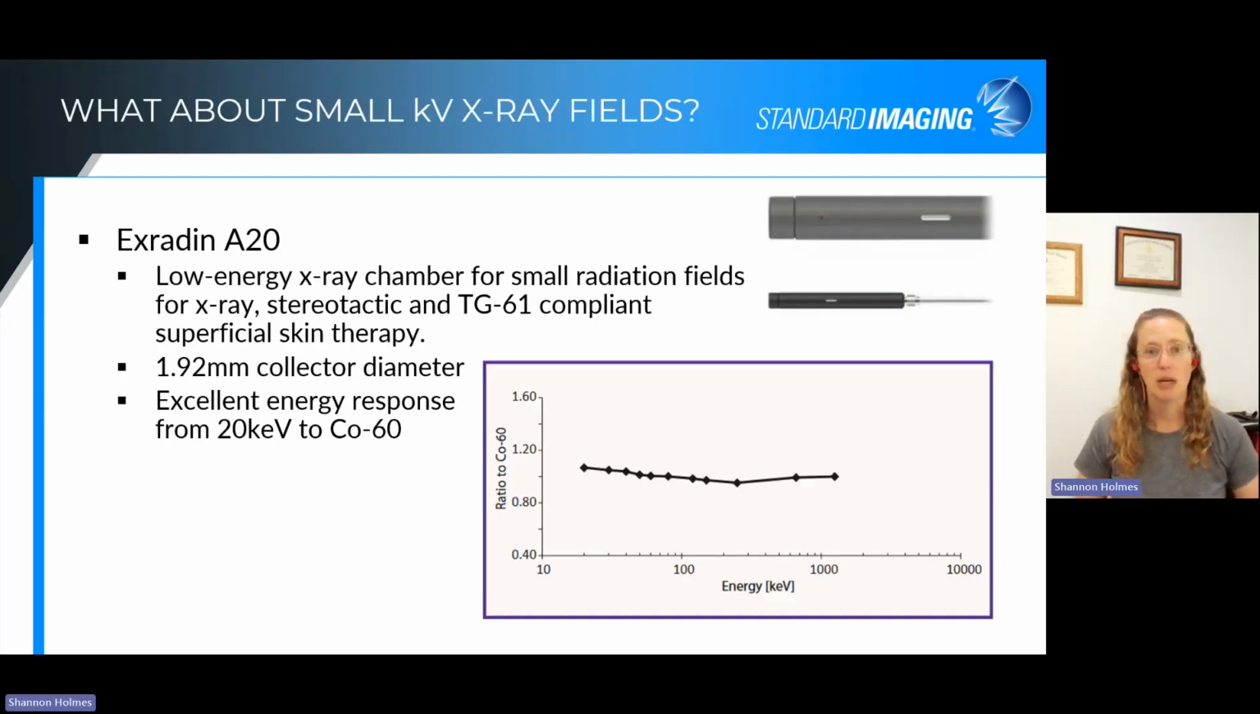So I've had people ask me then, what about small kilovoltage X-ray fields? We do have an ion chamber for that as well, the X-ray A20. So that's a low energy X-ray chamber designed for small radiation fields. It's actually a parallel plate chamber with one plate here and one here. So it's meant to be used end on, irradiated from the top or I guess aligned from the side, depending on what you're doing. It works quite well for superficial skin therapy type beams. It has a not quite 2 millimeter diameter collecting electrode. And it has a very excellent energy response in that low energy region.